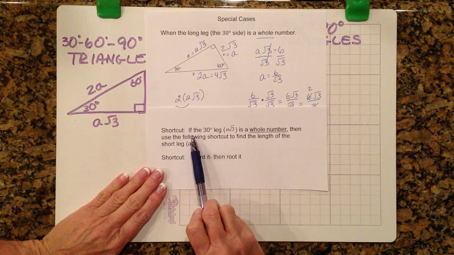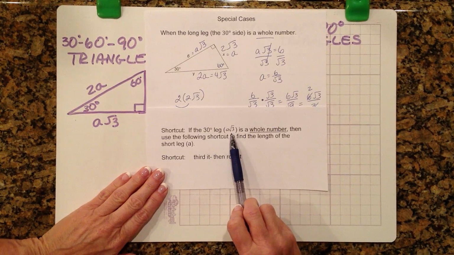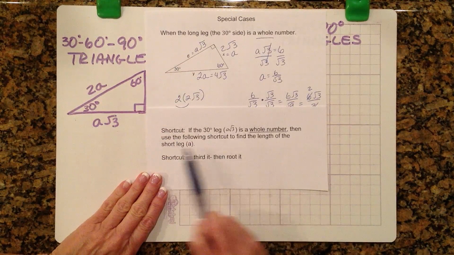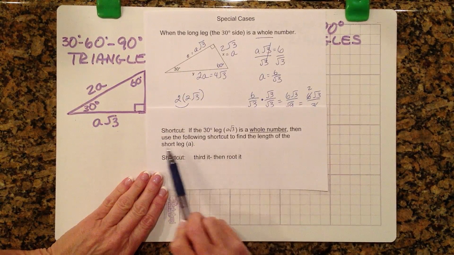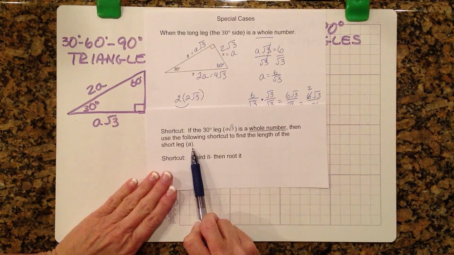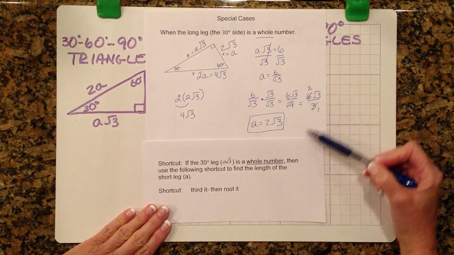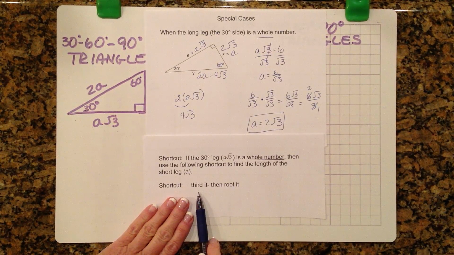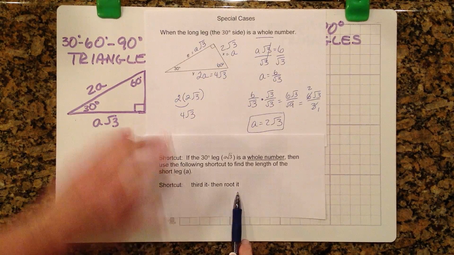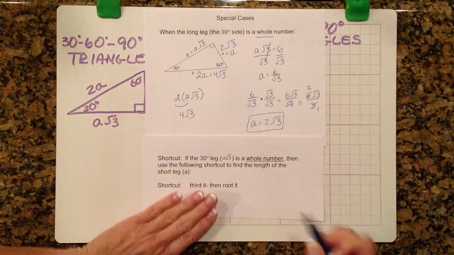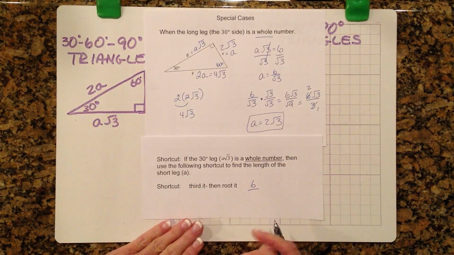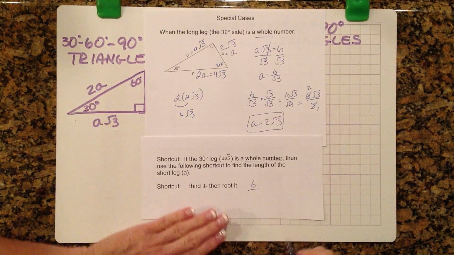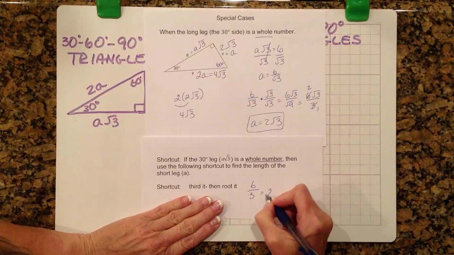So our shortcut is, if the 30-degree leg, which is the a square root of 3, happens to be a whole number, in this example it was a 6, then use the following shortcut to find the length of the short leg a. So we don't have to go through all of that math. That's time consuming. My shortcut is to third it and then root it. So what was this number here? This was a 6. If I third it, I'm dividing it by 3, right? I'm taking 1/3 of the value. So I'm going to divide it by 3, and I get 2.